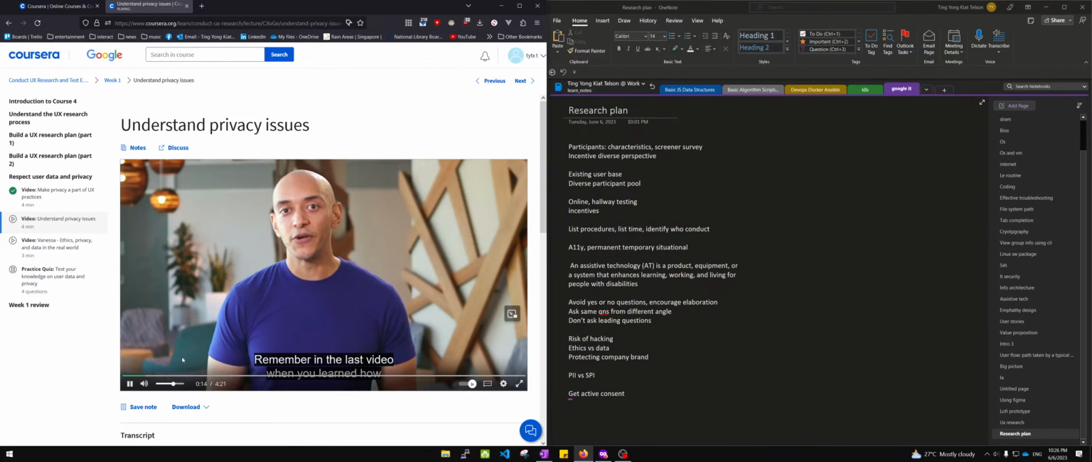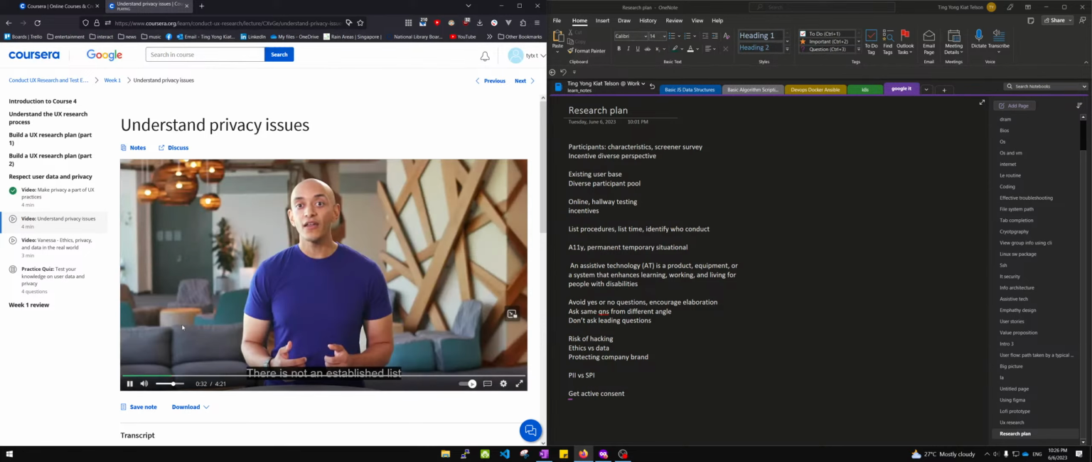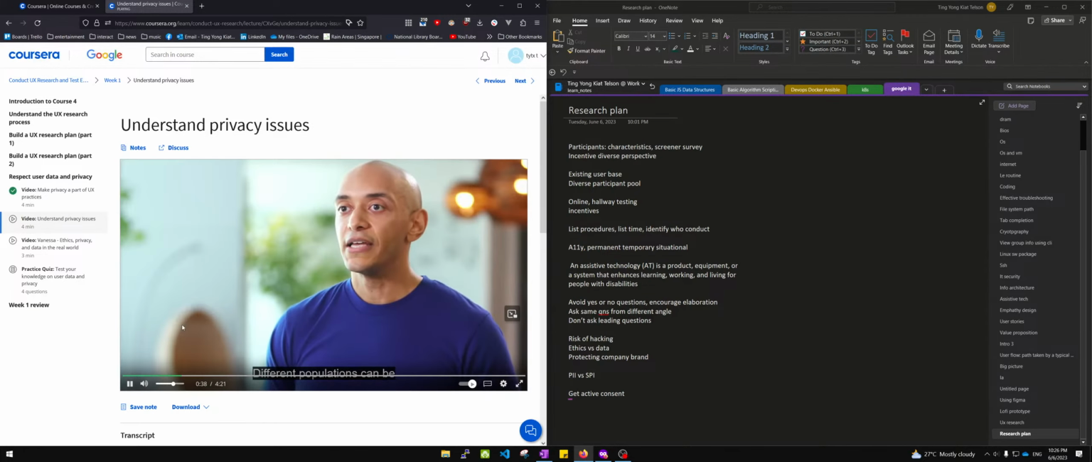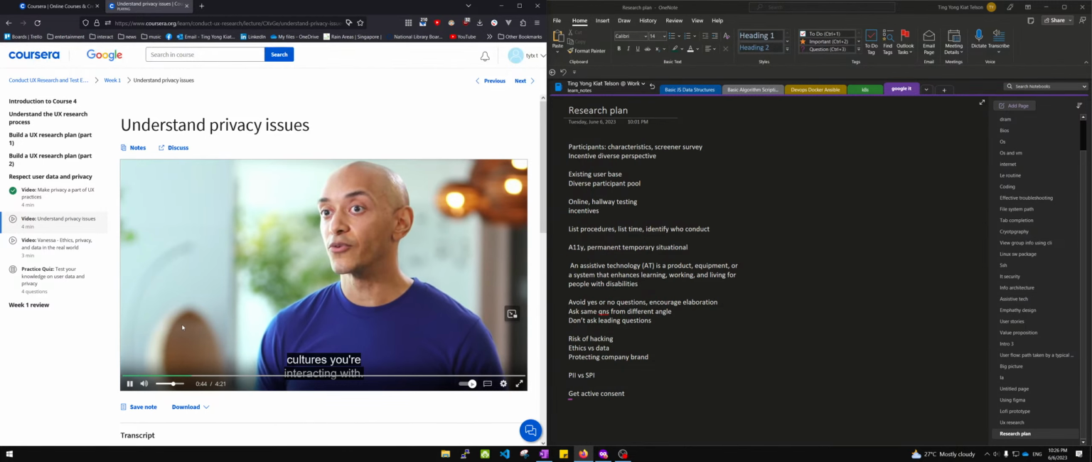Remember in the last video when you learned how important it is to receive user consent to collect data? Well, there are certain groups of people who have limited ability to provide their consent or have special privacy concerns. These groups are called vulnerable populations. There is not an established list of vulnerable populations, and people might have vulnerabilities that you're not aware of. Different populations can be vulnerable depending on the type of research you're doing and the various cultures you're interacting with.